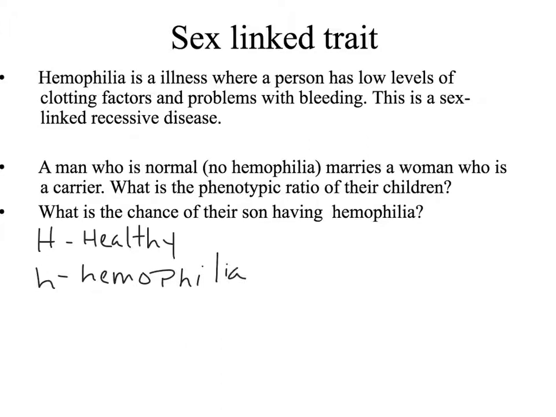In the problem, it says a man who is normal, so no hemophilia. This means that he is X, big H, Y. And he's going to marry a woman who is a carrier. So remember, carrier is just another word for heterozygote. So it's referring to her genotype. So she's female, she's X, big H, X, little h.